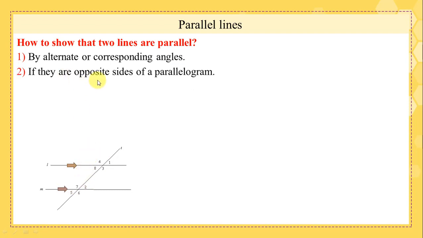2. If they are opposite sides of a parallelogram. As we know, one of the properties of a parallelogram is that it has opposite sides which are parallel. So, if these two lines are the opposite sides of a parallelogram, then they are parallel.